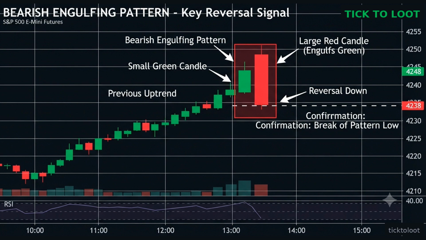The bearish engulfing pattern is a strong reversal signal. It occurs when a large red candle completely covers a small green candle. This indicates that the sellers are in control and the price may be about to drop. It's like a big wave of selling pressure that overwhelms the buyers.